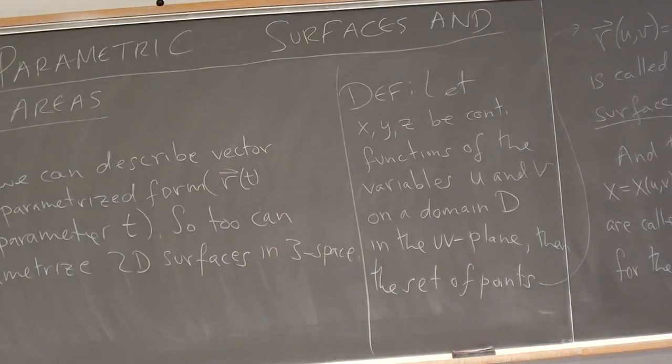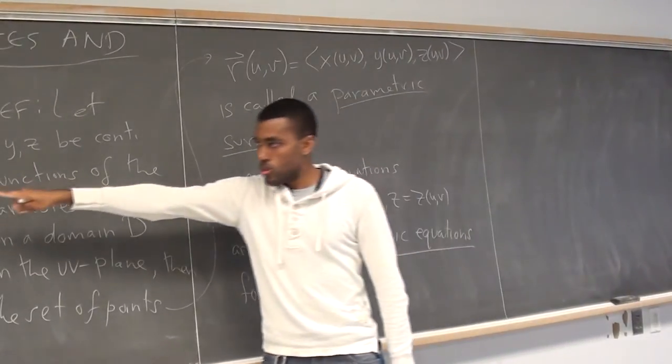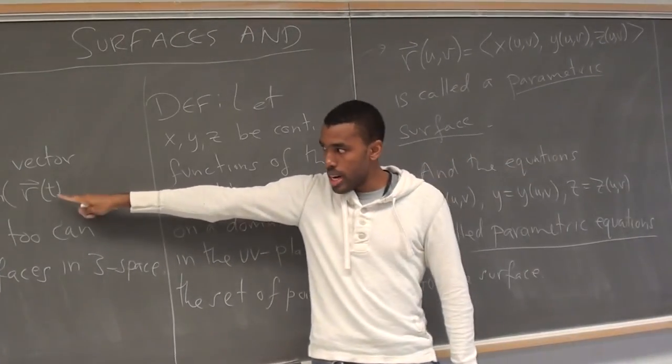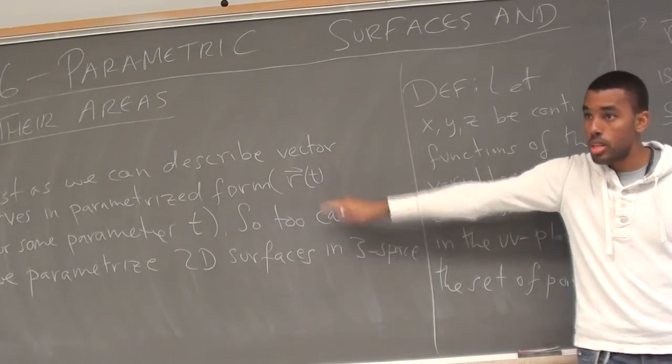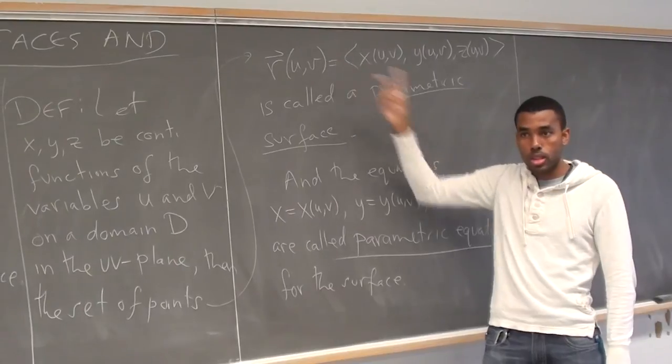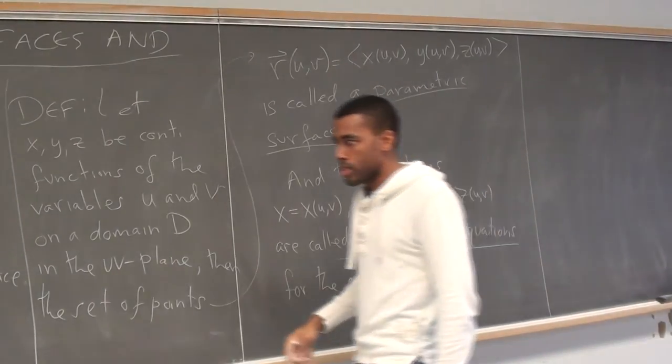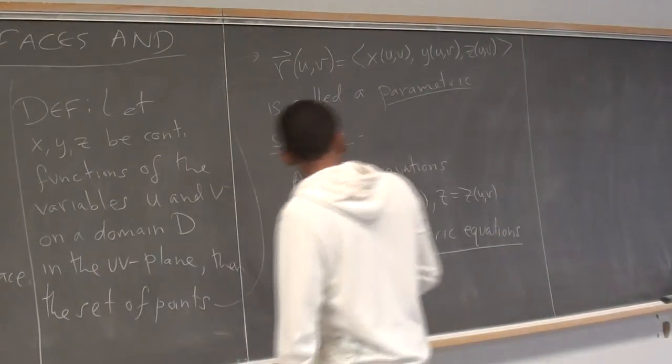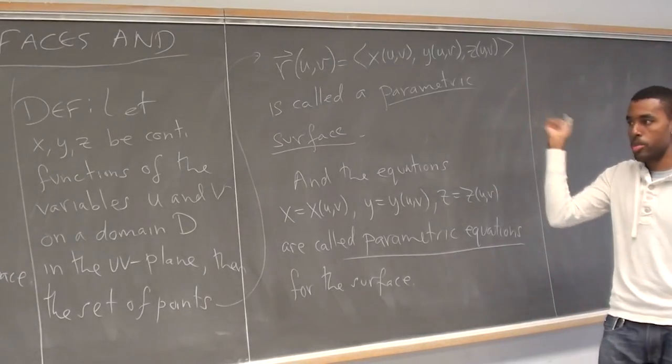So that's the definition. You can distinguish a vector function for a surface from a vector curve for a single one-dimensional curve, because for a curve you will have one parameter, only a t. For a surface, you're going to have two variables, a u and a v. You need two variables to span a two-dimensional surface in 3 space. So that's how you're going to be able to tell the difference.